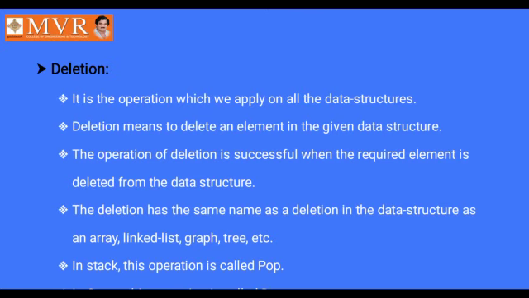Now deletion. Deletion means to remove an item or data from any data structure. This operation can be performed on any data structure, be it a stack, queue, linked list or tree or graph. The deletion is the same as the insertion operation. If the data structure is empty, then we cannot delete any item. In a stack, the deletion operation is called pop, and in a queue, the deletion operation is called dequeue.